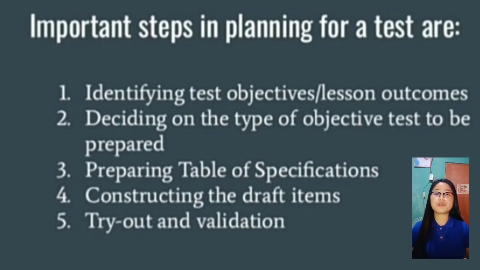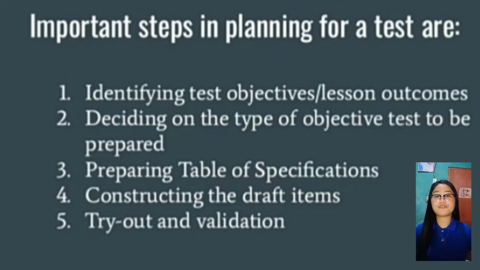In order to be sure that the test will measure a representative sample of the instructional objectives and content areas, we must prepare a test specification. One of the most commonly used devices for this purpose is table of specification or blueprint. Number 4 is constructing the draft items. If there are recall items to be included in the final test form, then the list of recall level should be included in the draft. The last one is the tryout and validation.